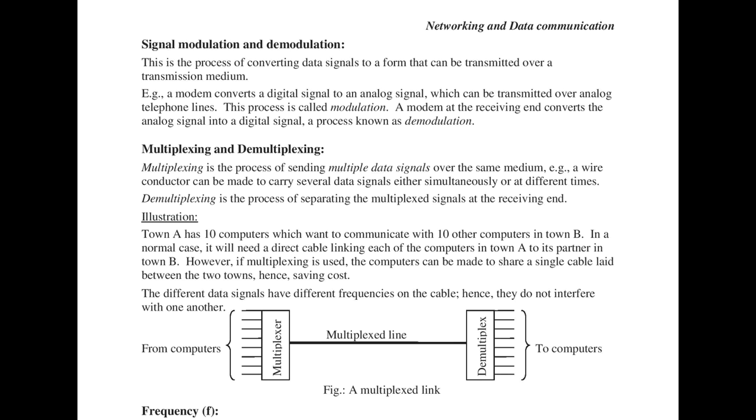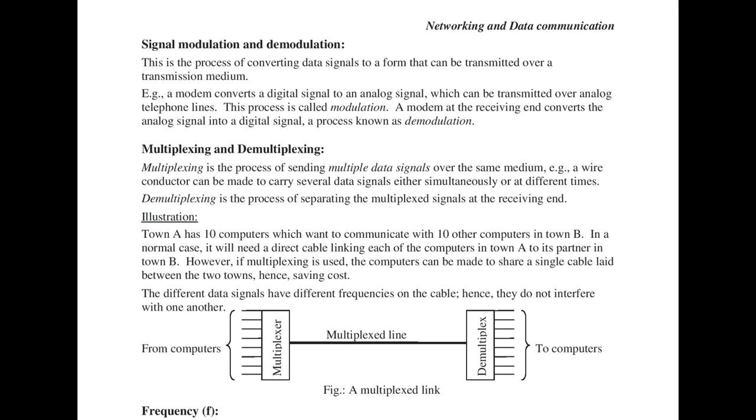What happens? So many computers or so many electronic gadgets send signal via one gadget. This gadget holds together the signals, but on the other end, there is another gadget that now separates the signal which has been sent using the same cable or one media, just to save on cost, called the multiplexer. So multiplexing is the process of sending multiple data signals over the same medium, e.g. a wire conductor.